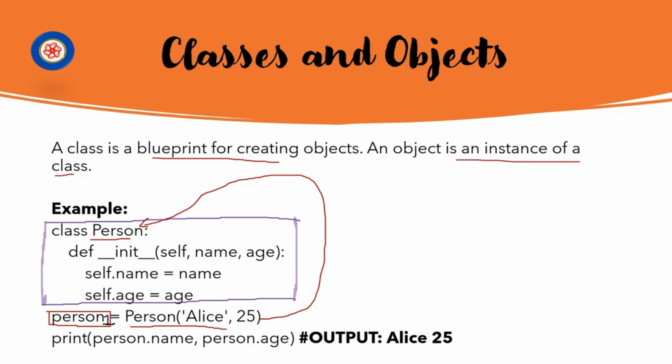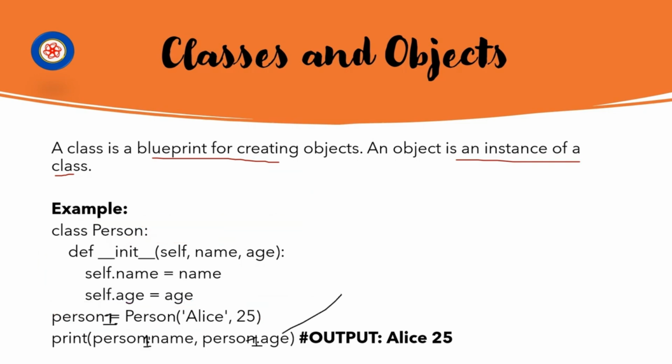As you can see in the example, we are creating this person1 object using this person class with the set of attributes name and age. This line prints the name and age attributes of the person1 object. It will output Alice 25. With this, we have completed classes and objects. Moving on, let's talk about encapsulation.